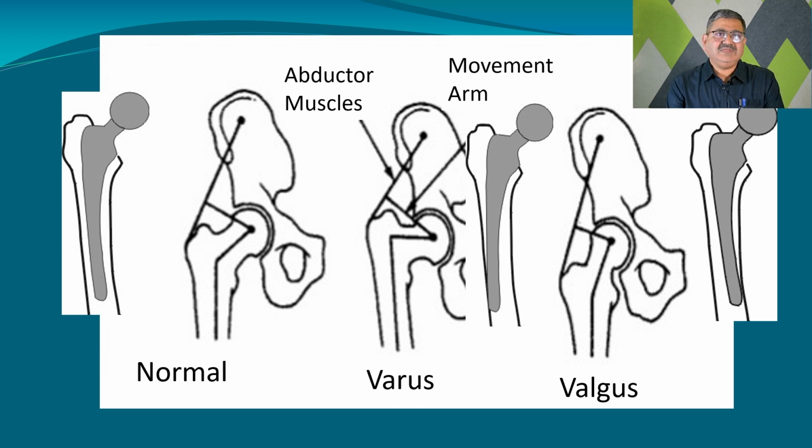The tip of the stem should be in the medullary canal. If it is touching the lateral cortex, the stem is in varus, and if it is touching the medial cortex, it is in valgus. So depending on this, the abductor muscle tension changes.